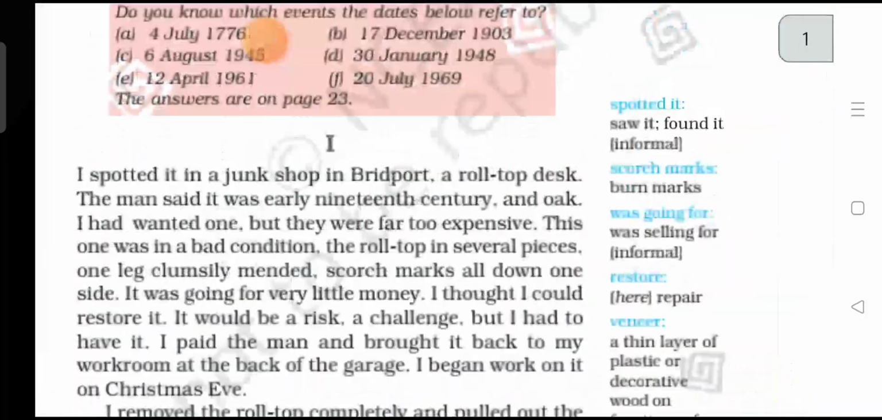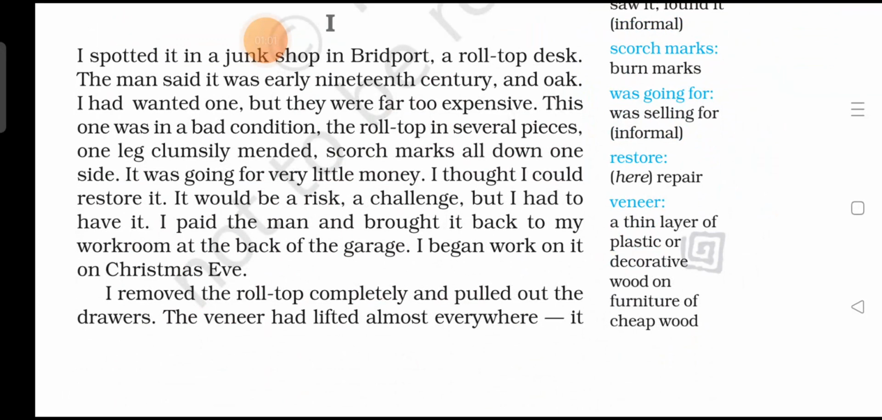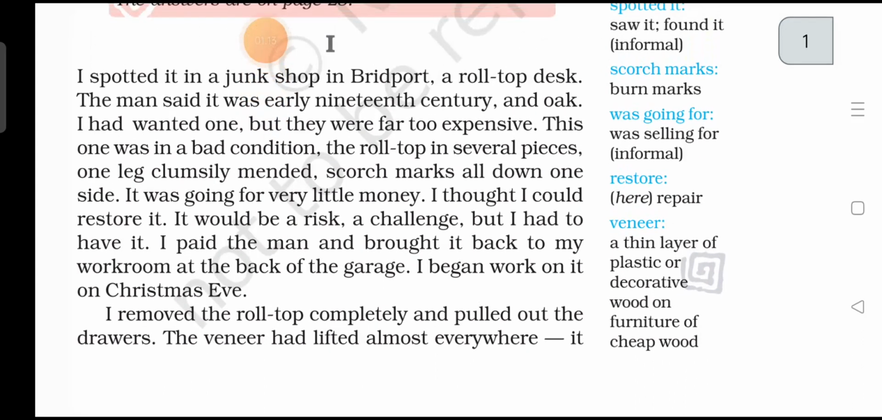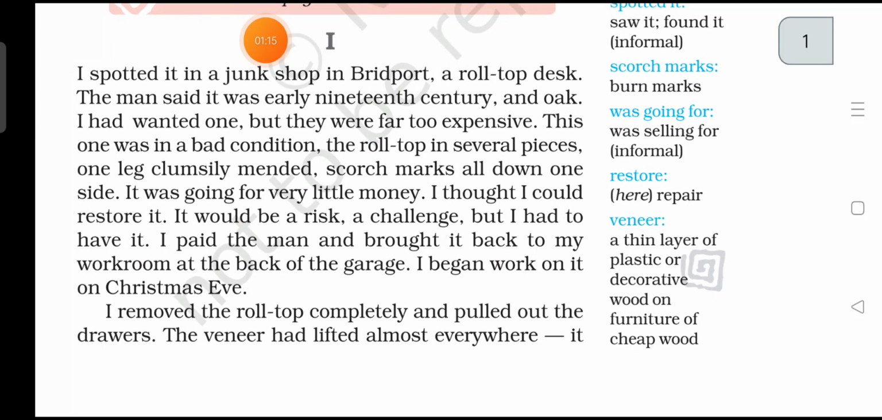It is saying that I went to a junk shop. I'm just quickly revising it, okay? I went to the junk shop in Bid Road, in which I found a roll top desk. Dear students, I know that you don't know the meaning of roll top desk.